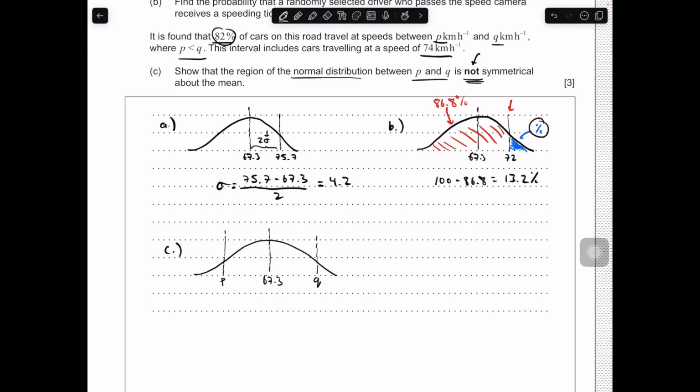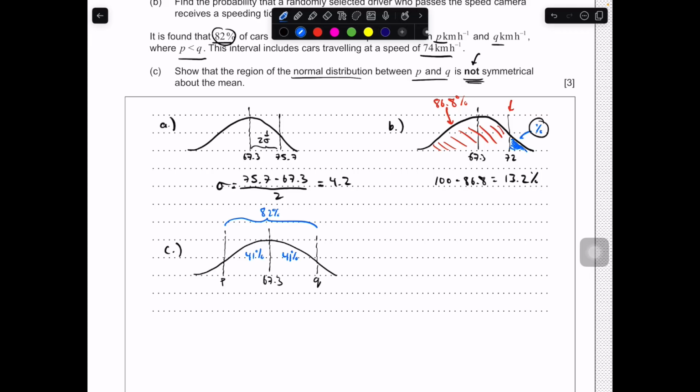Well, to be honest, I think the easiest way might be just to see, okay, well, maybe it is symmetrical. Let's just see, what if it was symmetrical? So if it was symmetrical, we have 82% within this range right here. And so what does that mean? If there's 82% within here, that means that 41% is here and 41% is here.